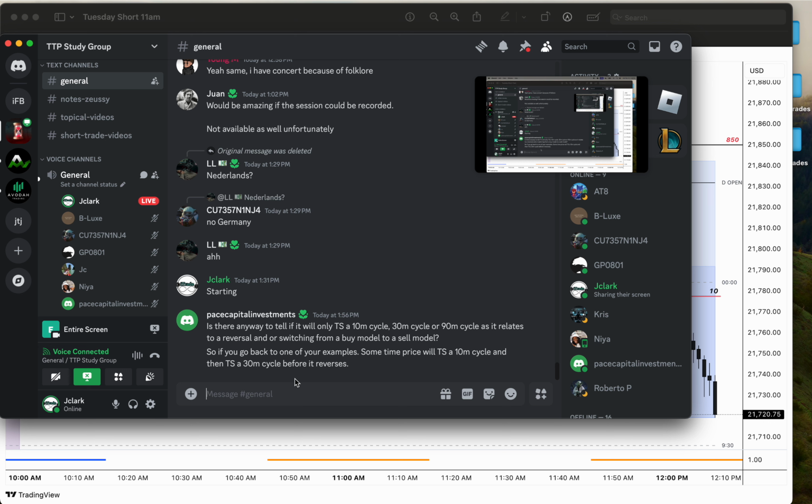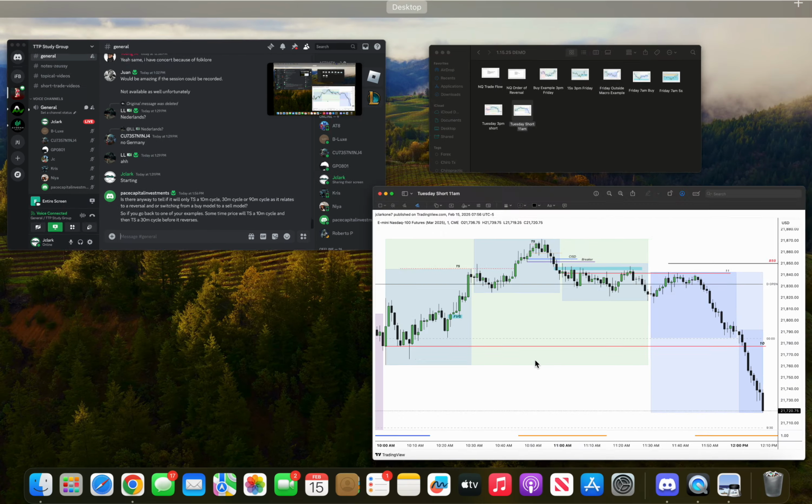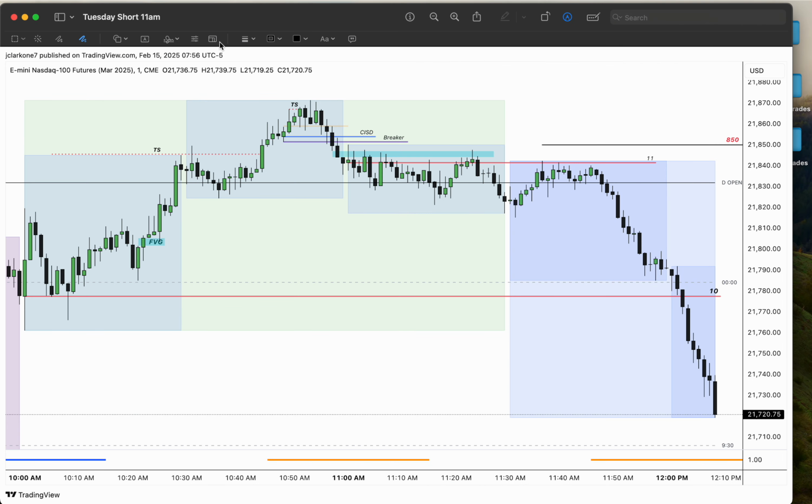So if you go back to one of your examples, sometimes price will turtle soup a 10-minute cycle and then turtle soup a 30-minute cycle before it reverses. Yeah, so I'm only looking for a 30-minute cycle first. I'm not even going to look at 10-minute cycles until we get this. Okay, and then I'm going to look for a CSD after that.